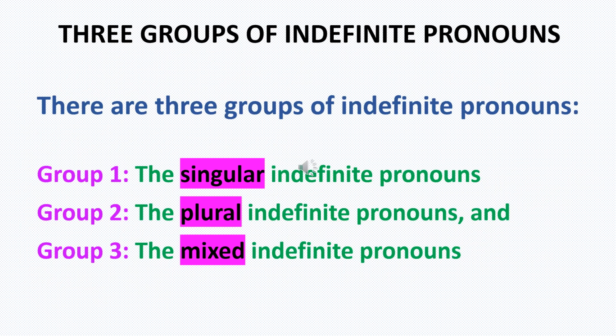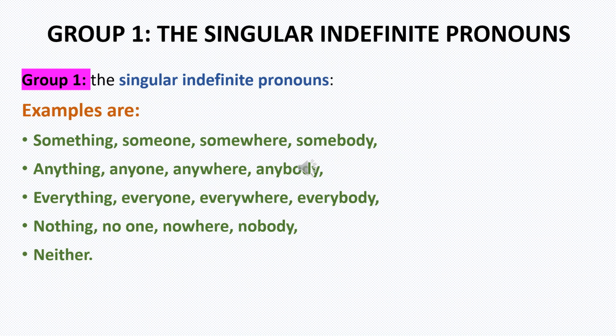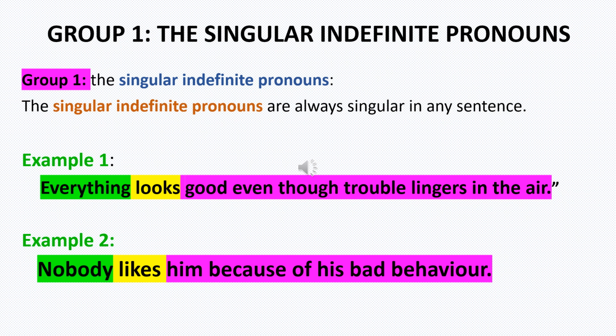There are three groups of indefinite pronouns. They are 1. The singular indefinite pronouns, 2. The plural indefinite pronouns, and 3. The mixed indefinite pronouns. Now, let's look at the first group, the singular indefinite pronouns. Examples are something, someone, somewhere, somebody, anything, anyone, anywhere, anybody, everything, everyone, everywhere, everybody, nothing, no one, nowhere, nobody, neither. The singular indefinite pronouns are always singular in any sentence.